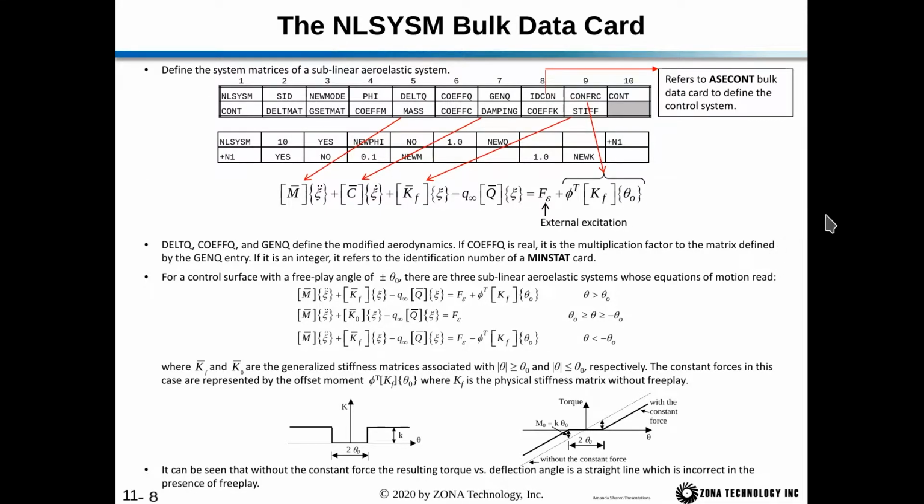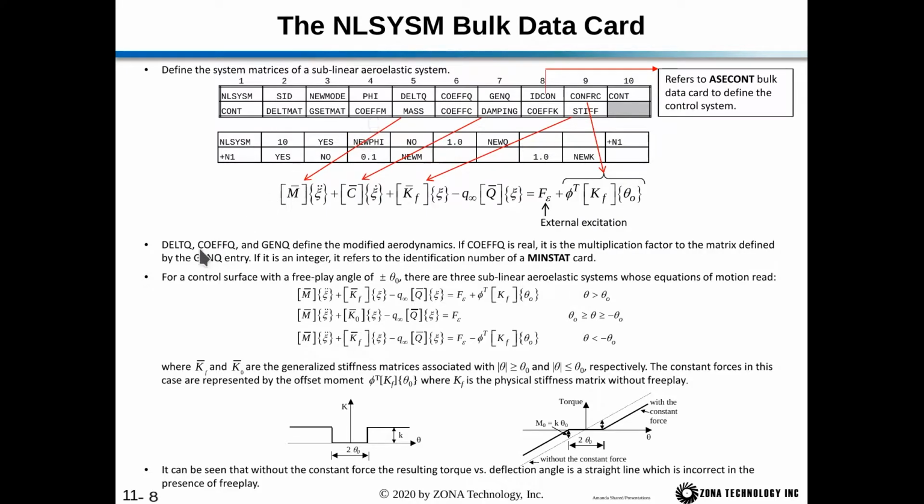This is the nonlinear system matrix bulk data card. So this defines the system matrices of a sublinear aeroelastic system. So we have our mass, damping, and stiffness matrices defined here. The mass matrix, this is a matrix name, refers to our mass matrix. Then we have our damping and stiffness matrices. Each of the mass, damping, and stiffness matrices has a coefficient. So if you need to multiply those by some generic coefficient, you can do that here.